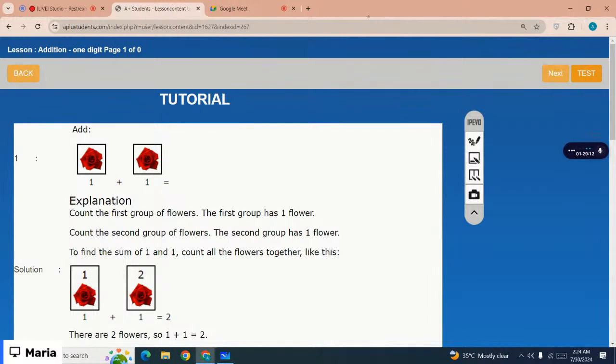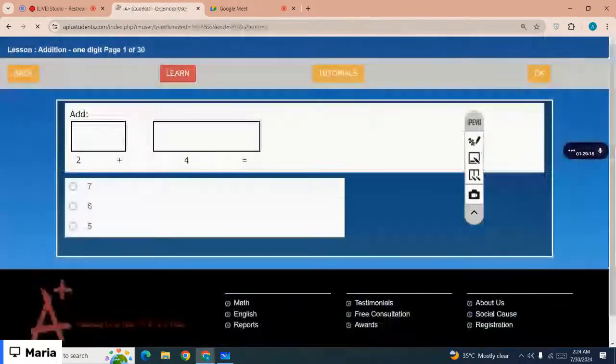Let's just start with the test questions. 2 plus which is the correct option.